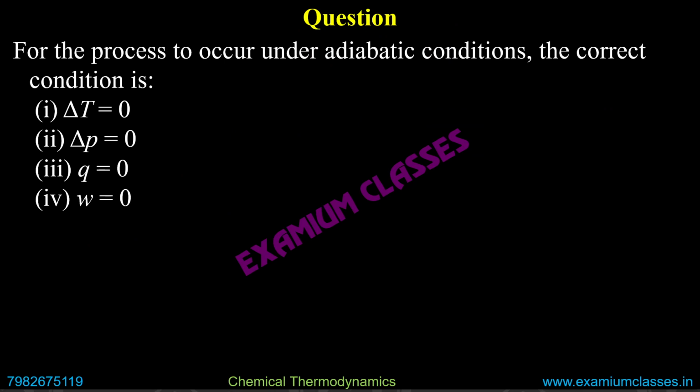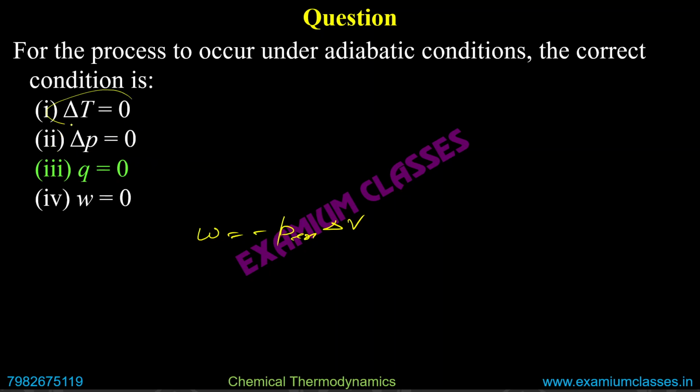Now the question: for the process to occur under adiabatic conditions, what is the correct condition? In an adiabatic system, we have talked about how no heat can be transferred, only work can be done. The only option which shows that heat cannot be transferred, Q is 0, is the third one. That is the correct answer. Work can be done, because W is equal to minus P external delta V, so obviously pressure can be applied and you cannot say delta P is 0.